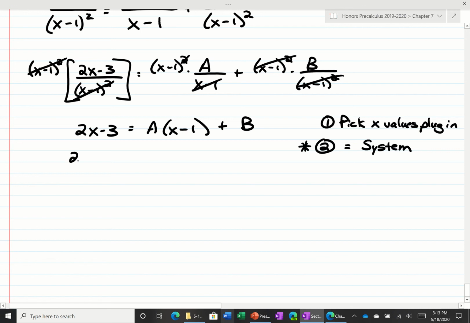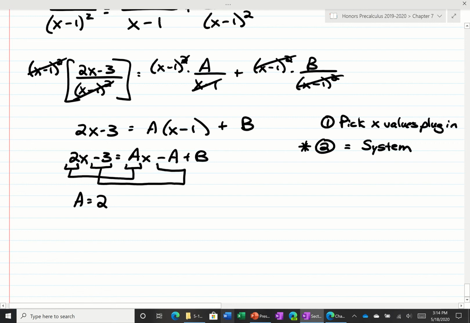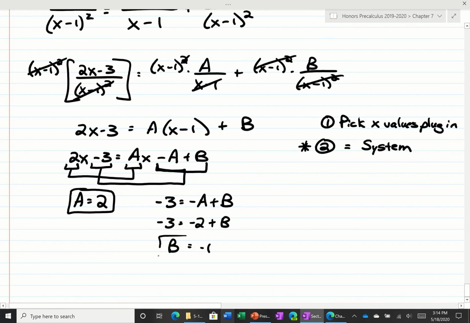What I mean by that is this. Let's distribute the a. So this will be ax minus a plus b. So the total number of x's has to equal the total number of x's, which means that a would equal 2. The total constant term has to equal the total constant terms. So negative 3 would equal negative a plus b. And if a is 2, we get that b would equal negative 1.